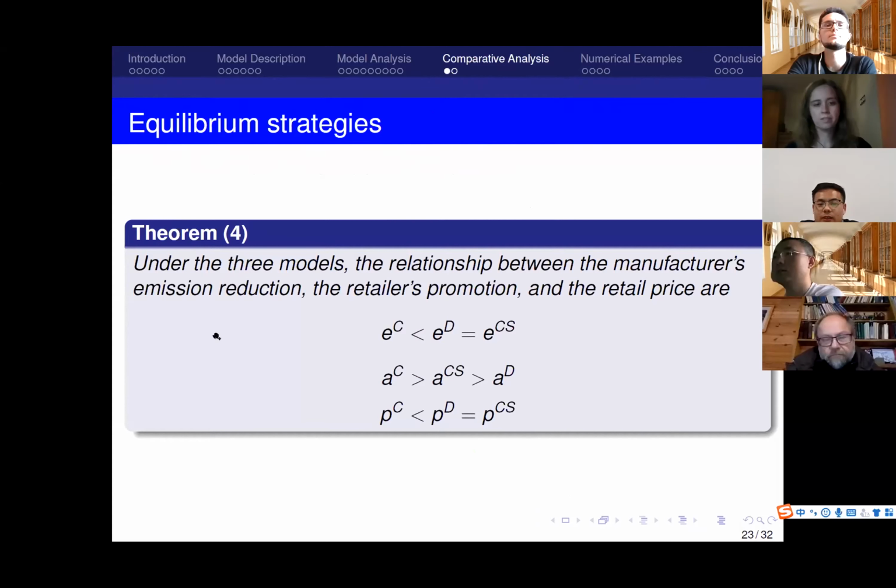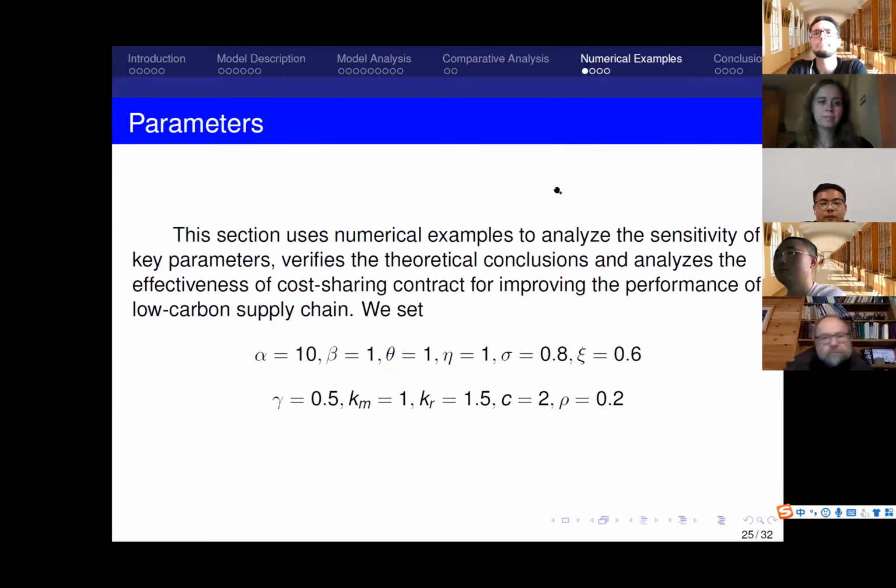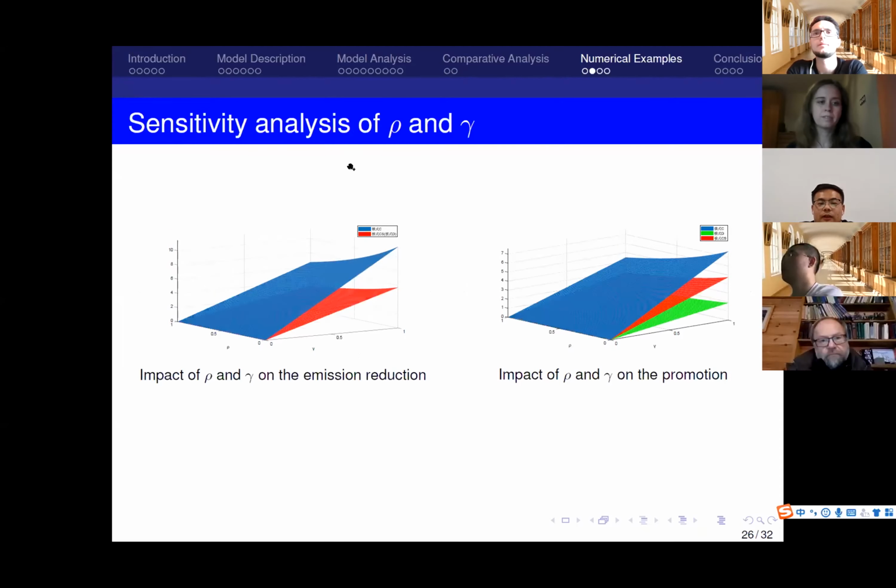The relationship of low-carbon goodwill under the 3 models is this. The centralized is the biggest, and the cost share is bigger than the decentralized. This is the numerical examples. These are the parameters, and this is the sensitivity analysis of rho and gamma.